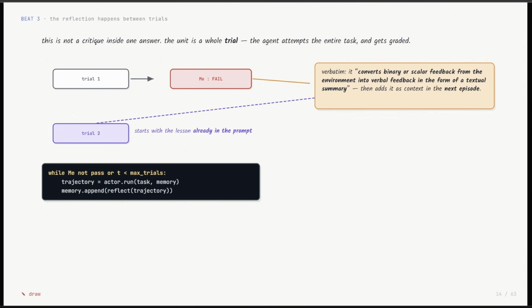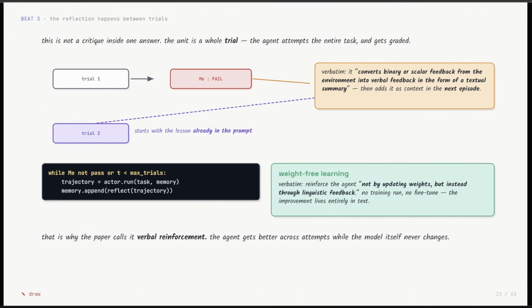It's already sitting in the prompt, and the control flow is a plain loop: while the evaluator has not passed, and we are under the trial cap, we run the actor with memory. After that, we append a new reflection every time we have a new trial. It's a loop. That's the whole thing I want you to keep in mind. You're looping through every trial.